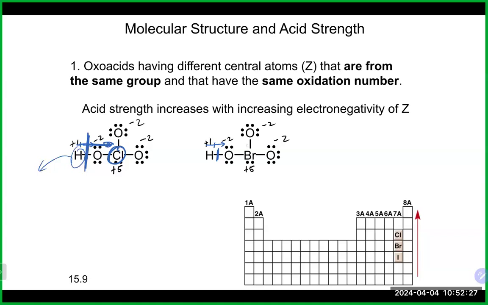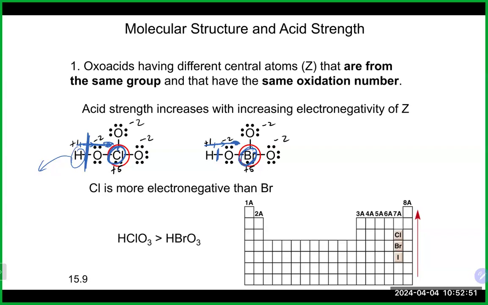and allow this H plus to come off a lot easier than with the least electronegative one between these two, the bromine, which will also bring the electrons in, but not to the same extent. So when comparing these two, because chlorine is more electronegative and they both share the same oxidation number, the one that has the chlorine would be the stronger acid of the two. And between these two, the HClO3 would be a stronger acid than the HBrO3.